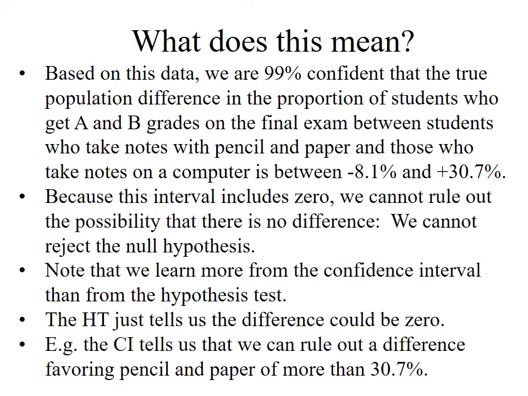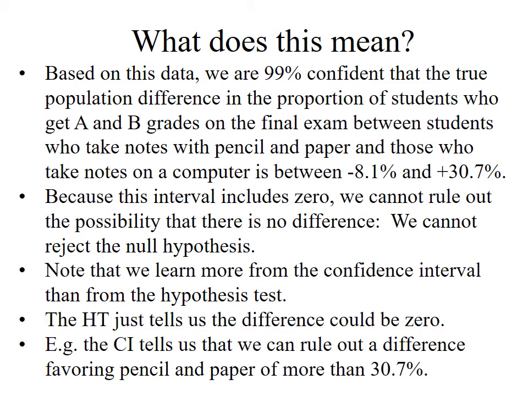So again, calculating a confidence interval is important. Even more important is being able to correctly interpret it, being able to explain and understand exactly what that means and what it doesn't mean. Based on this data, to interpret this confidence interval, we are 99% confident that the true population difference in the proportion of students who get A's and B's on the final exam between students who take notes with pencil and paper and those who take notes on a computer is between negative 8.1%, meaning the computer note takers would do better, and positive 30.7%, meaning on that side the pencil and paper note takers would do better.